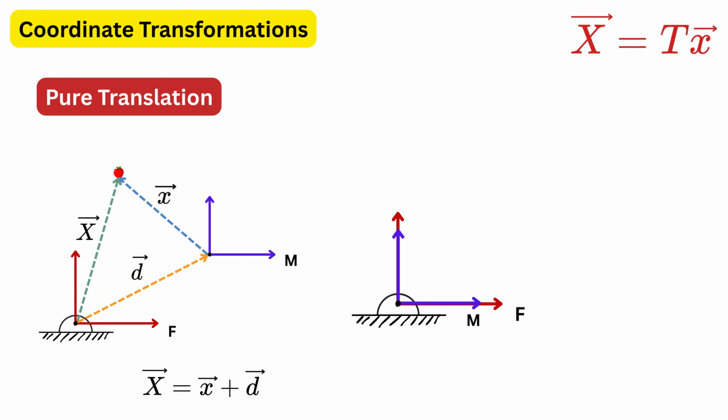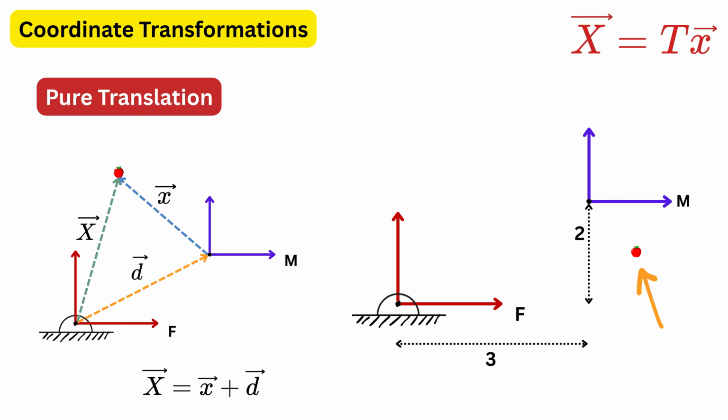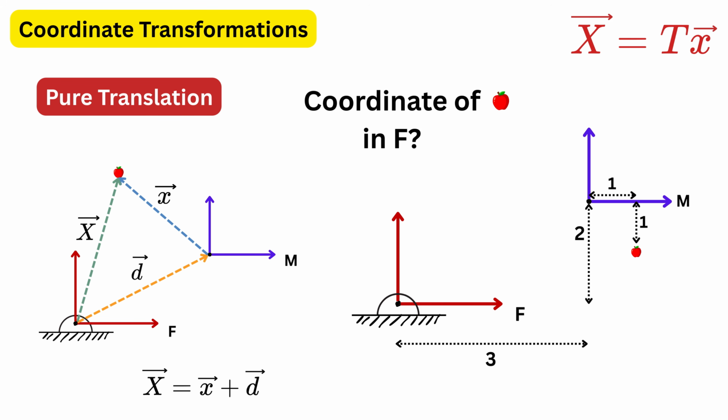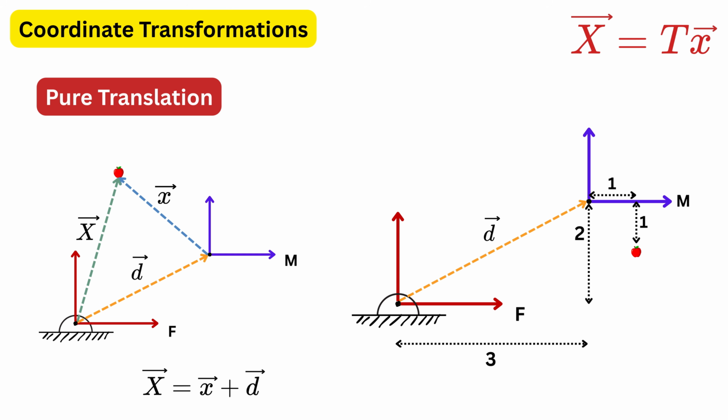Let us look at an example. Suppose the moving frame M is translated 3 units to the right and 2 units up from the fixed frame F. Now, assume we have a point here, which is 1 unit to the right and 1 unit down with respect to the moving frame. What will be the coordinates of this point in the fixed frame? Since the moving frame M is translated 3 units to the right and 2 units up from the fixed frame F, this means the translation vector d is (3, 2). Also, we said that the point is 1 unit to the right and 1 unit down with respect to the moving frame.